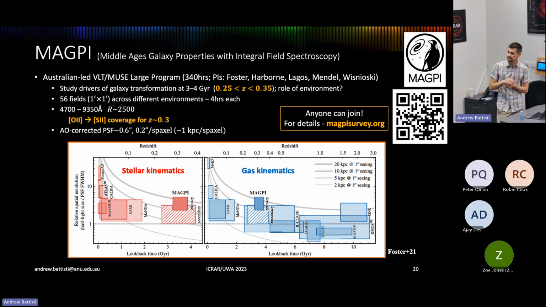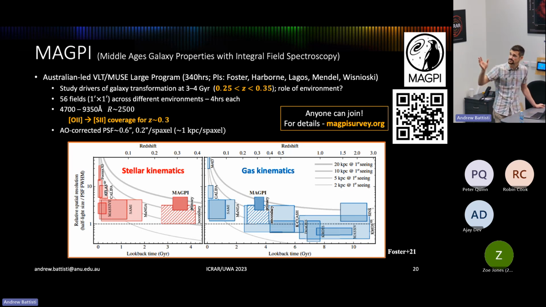This panel on the bottom is putting MAGPI in the context of other large IFU surveys that you might be familiar with. For example, SAMI and MaNGA are these two boxes here. This is showing the relative spatial resolution as a function of redshift or look-back time. Things above that dashed line of 1 are basically resolved, so you get multiple regions where you can characterize the properties of the ISM of those galaxies. You can think of MAGPI as a SAMI or MaNGA-like survey, but at a redshift of 0.3, which corresponds to 3 to 4 gigayears ago.